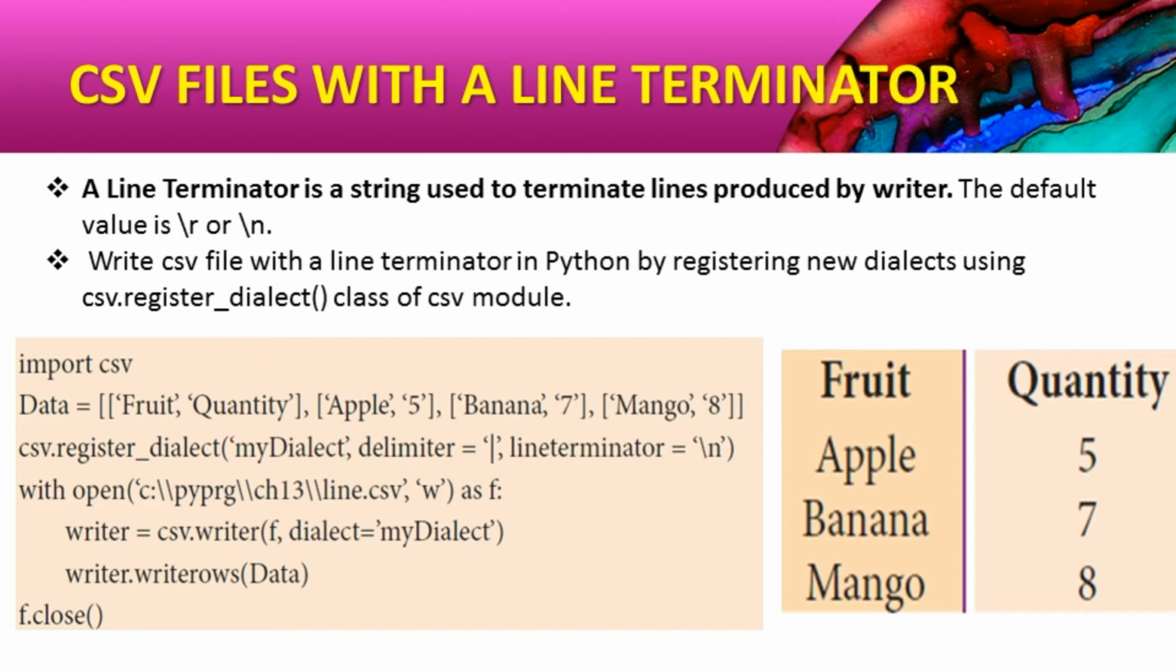Now we are going to give the parameter as line terminator. So csv.register_dialect of my dialect, comma, delimiter is equal to pipe symbol. We are also adding the line terminator is equal to \n. Next we are going to open a file by using the writing method syntax, that is writer is equal to csv.writer of f, dialect is equal to my dialect, and also we can write the data for each and every row, then we will close the file.